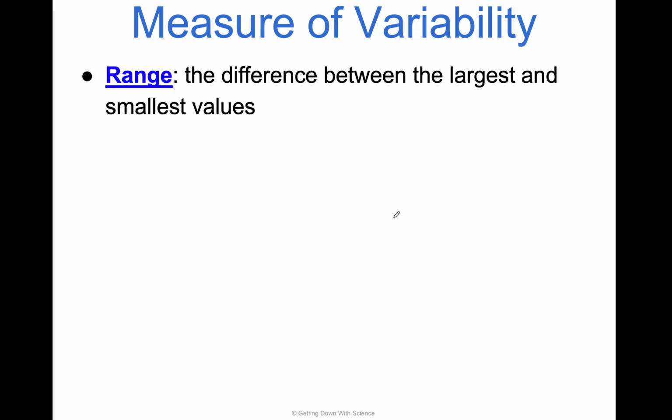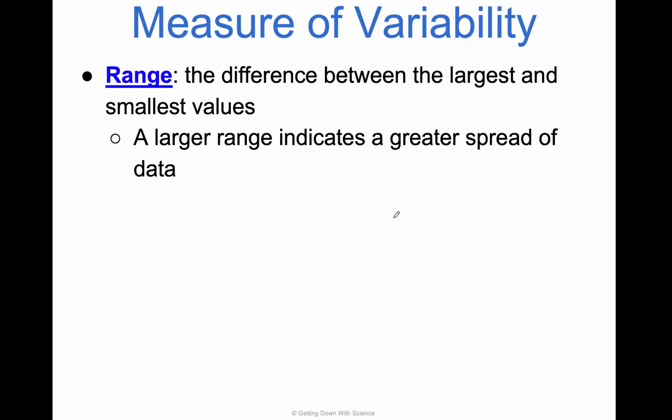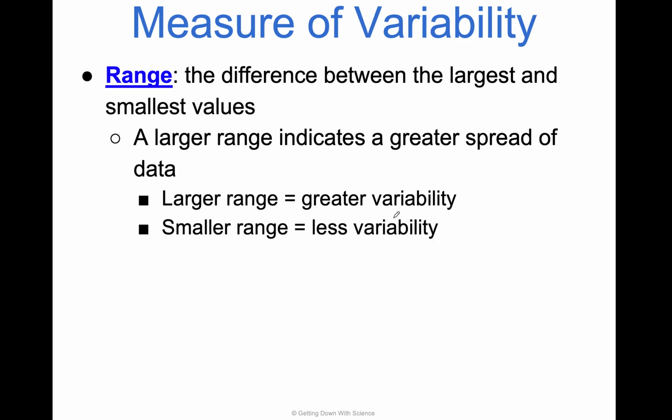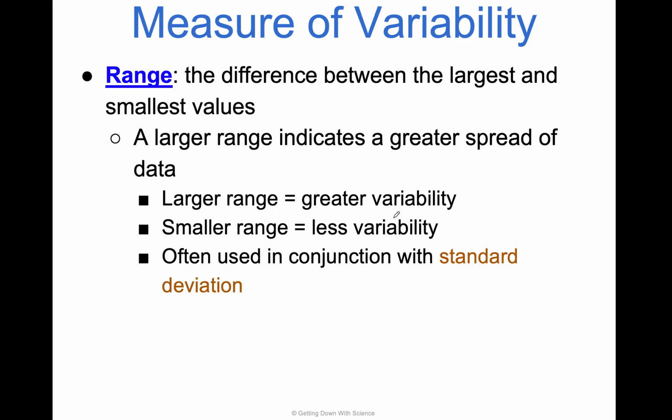So one of the measures of variability is the range. It's the difference between the largest and smallest values. The easiest way to do this is to subtract the smallest from the largest value. A larger range indicates a greater spread of data. Larger range means a greater variability. Smaller range means less variability. That means that the data is less different from each other, right? Often used in conjunction with standard deviation. So we're going to talk about standard deviation in just a second.